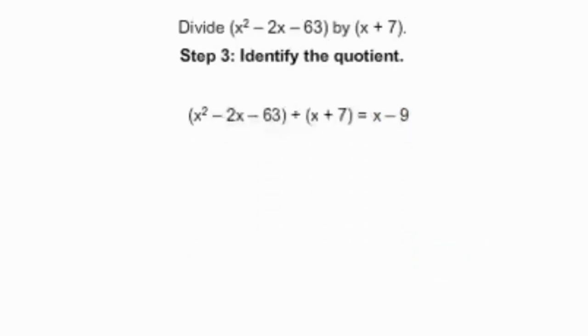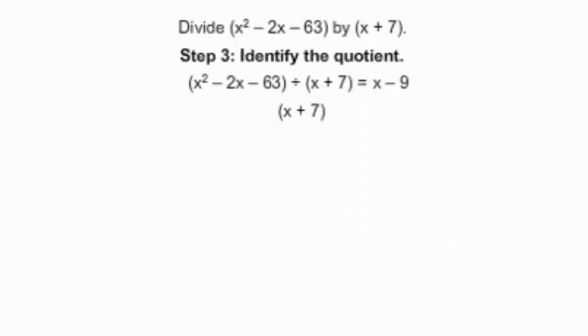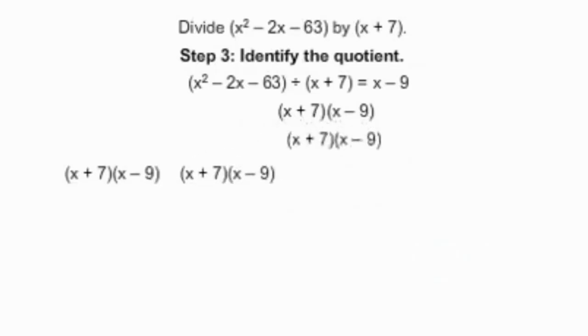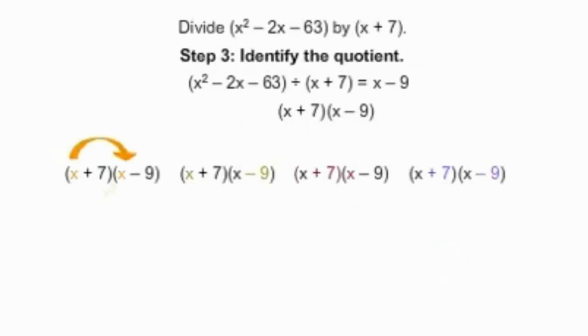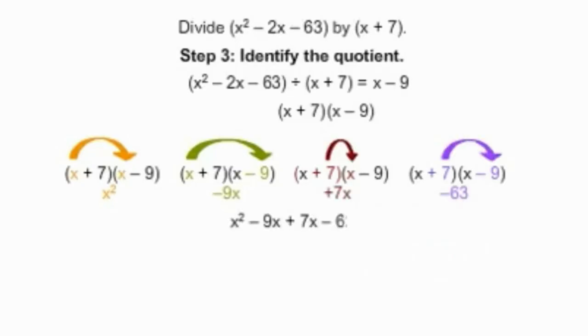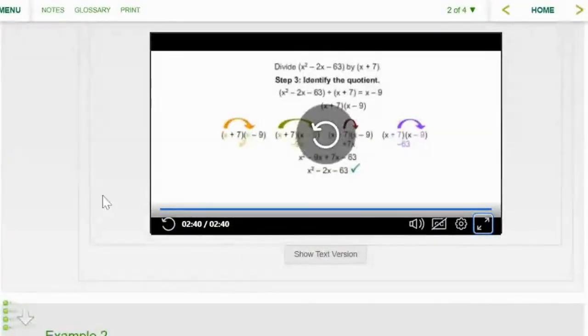Check your work by multiplying the quotient by the divisor. If the result is the dividend, the quotient is verified. Use FOIL to multiply the binomials. Combine like terms and there is the original dividend. It worked! It worked. Yes, that's exactly what we came up with. So, okay.